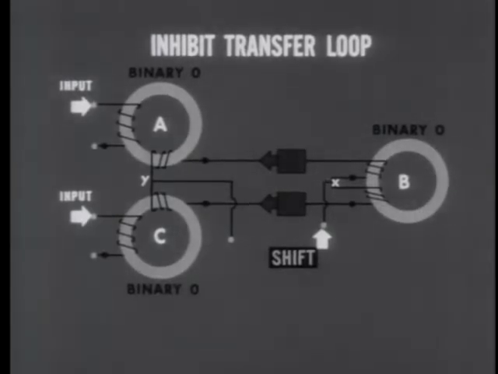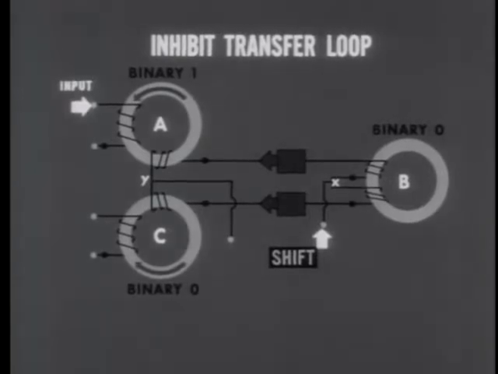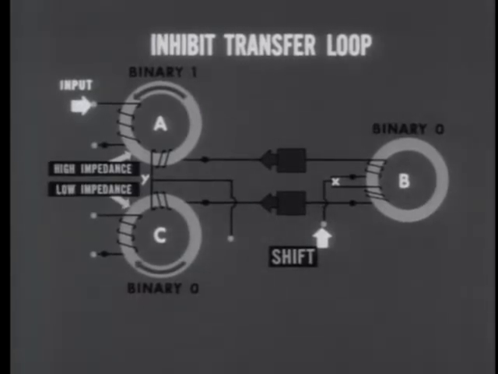B. To achieve a transfer, we'll apply the input to core A, but not the input to core C. This switches A to 1 with its flux in the positive direction, leaving C at 0 and its flux negative. A dot pulse entering the output winding of A will meet a high impedance, but the impedance at C will be low. Under the conditions we have here, the binary 1 in core A can be transferred to core B.